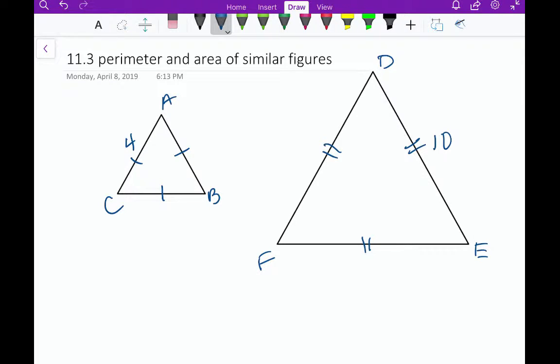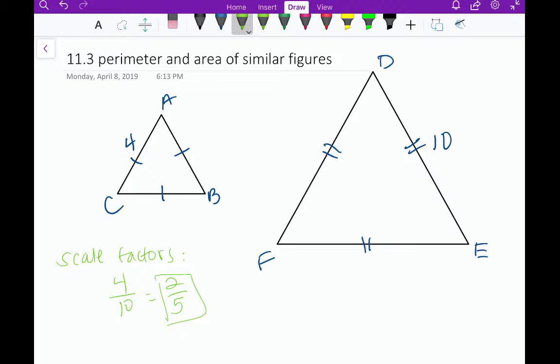So let's just remember what scale factor is. Scale factor is the ratio of the corresponding sides. So the scale factor here will be 4 over 10, which is the same as 2 over 5. And that's looking at the small to the big. And so I could look at it the other way. I just kind of have to pay attention to what I'm doing here. So the scale factor is 2 to 5.